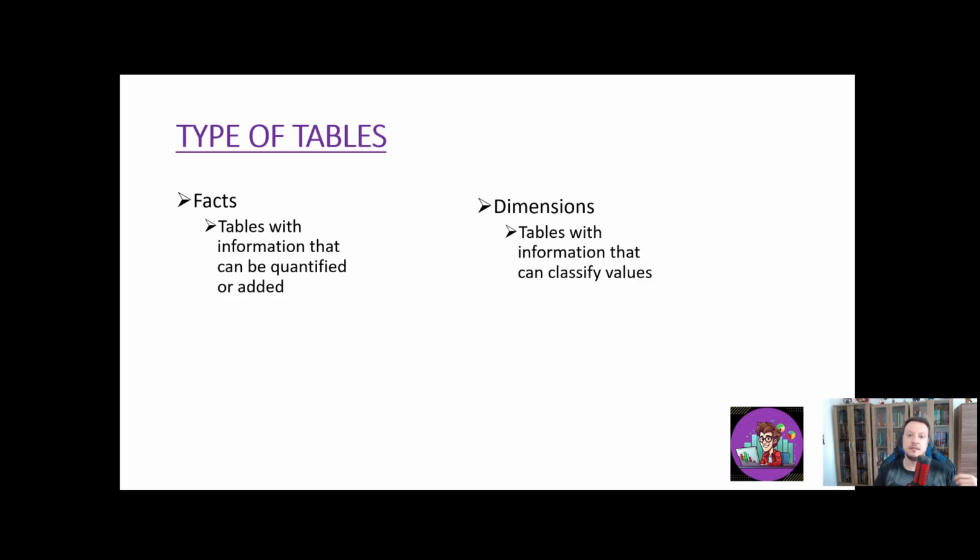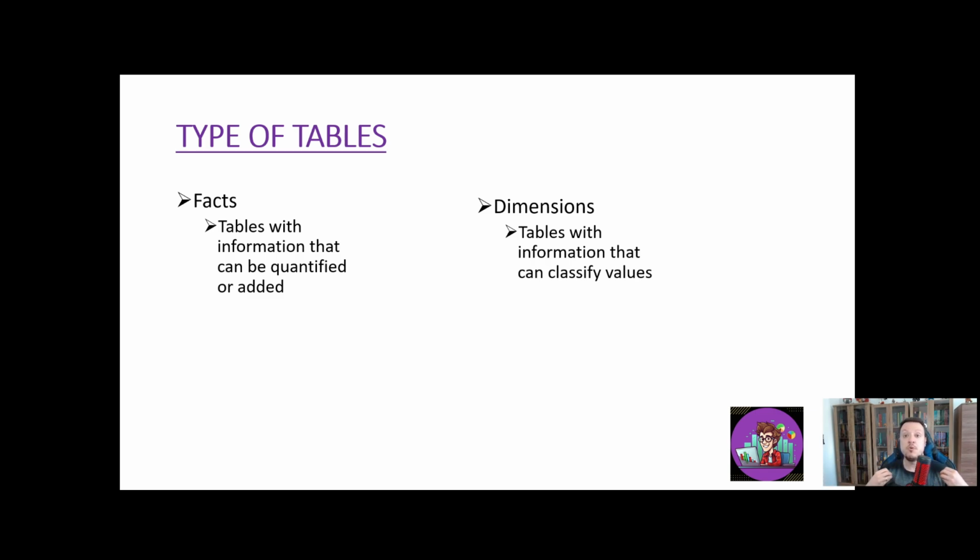Here in Power BI and any other kind of data modeling tool, we have two types of tables, fact tables and dimension tables. What's the difference between them? Fact tables are tables with information that can be quantified or added. For example, a sales table or a revenue table will have values that we can sum: total sales, average sales, total revenue, revenue of this month, revenue of the year.